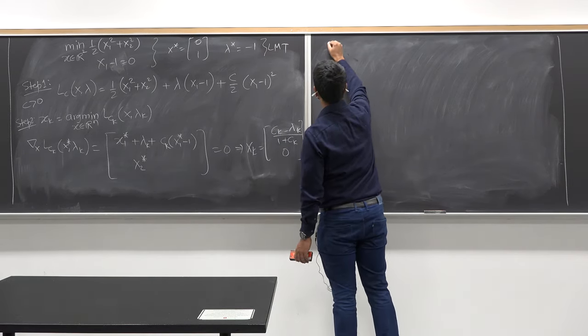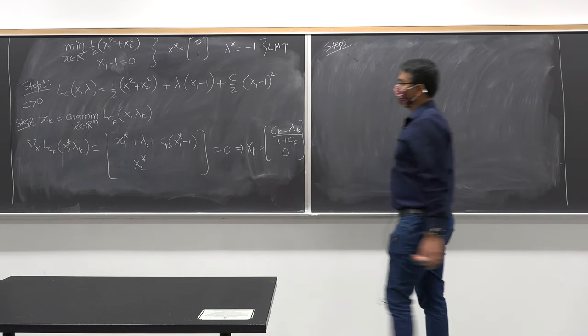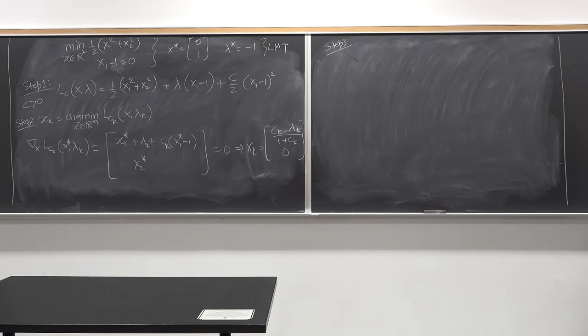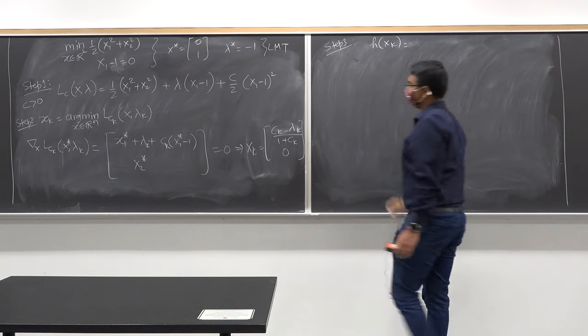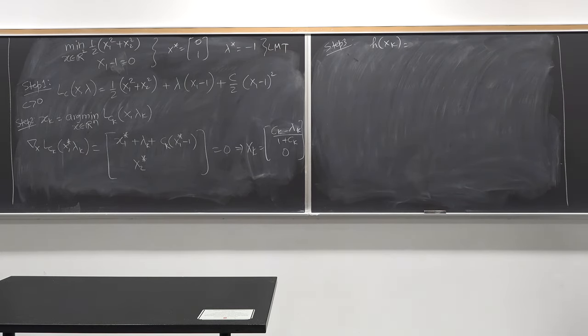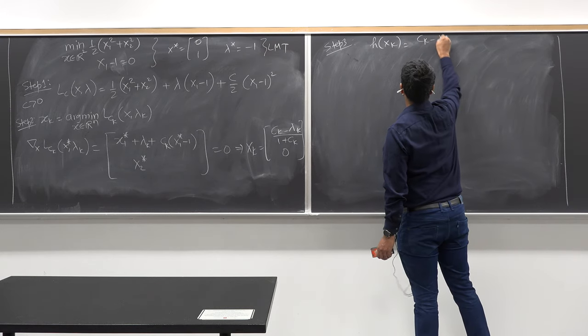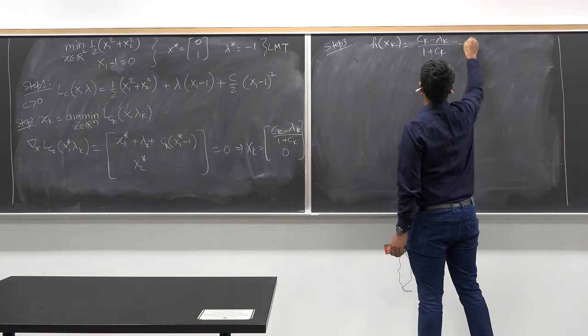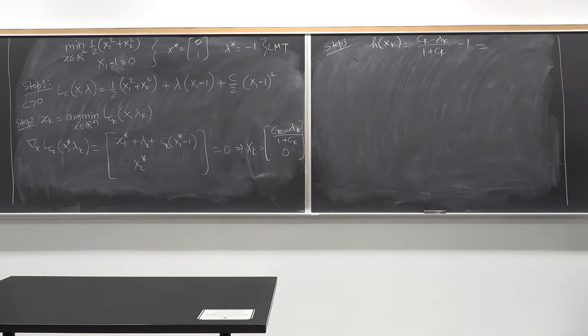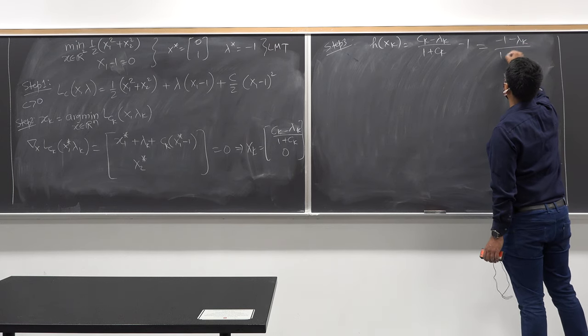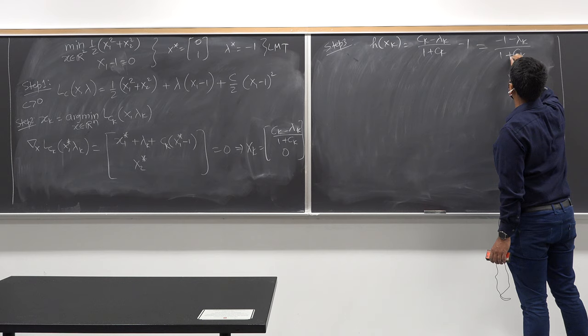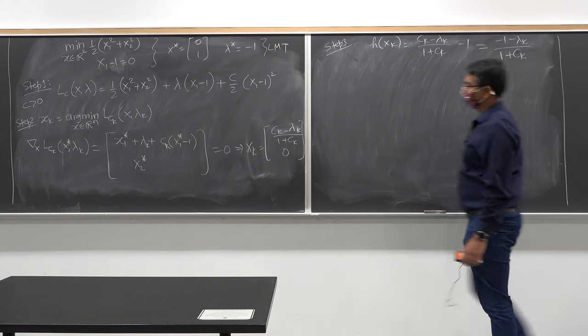What is now step 3? So I've computed xk, I've computed the argmin of the augmented Lagrangian at time k. Now I have to find lambda k plus 1, so what is h of xk? x1 minus 1, so that is (ck minus lambda k) over (1 plus ck), minus 1. Okay, so that is minus (1 plus lambda k) over (1 plus ck). Yeah, this looks good.